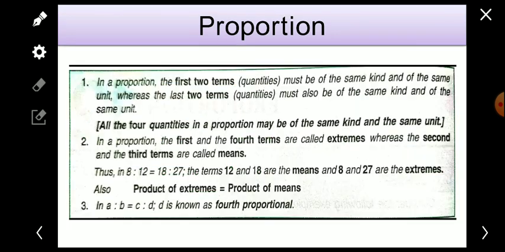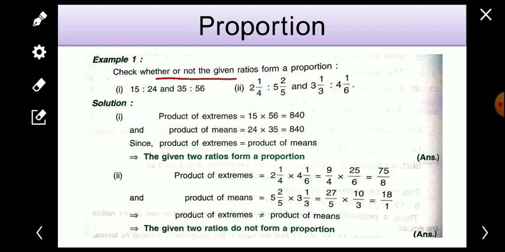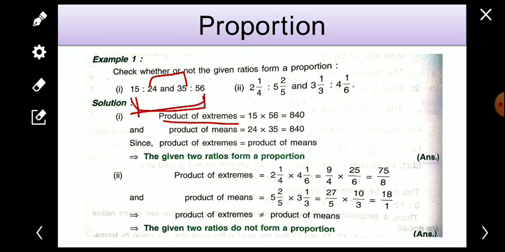So here we'll learn a different method to check whether they form the proportion or not. The first one is that we simplify, which we have understood. Now the second one is that we just get the product of extreme terms and means. The product of extremes is equal to 15 into 56, which is 840, and the product of means is 24 into 35, and that is also 840.